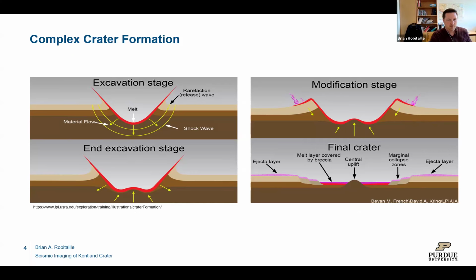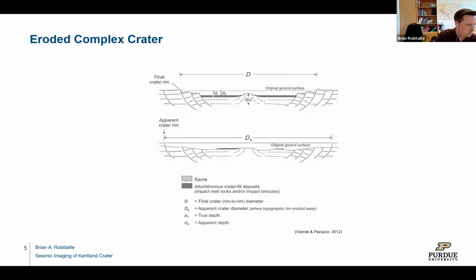And there's so much impact kinetic energy with these impacts that it actually gives you a melt sheet across it. It melts the surface. And so this is what an idealized complex crater looks like. However, with Kentland, we're dealing with something a little bit different, harder to define. That's why what we're looking at is this eroded complex crater.